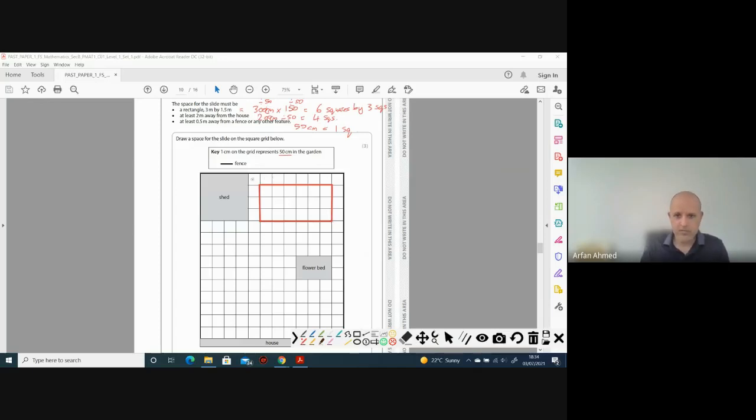It's 1 centimeter. It's 1 square. Sorry, away from anything else. It's well away from the house. 2 meters away from the house. Yeah, and 1 square away from anything else. Yeah, that's good enough. You can do that.